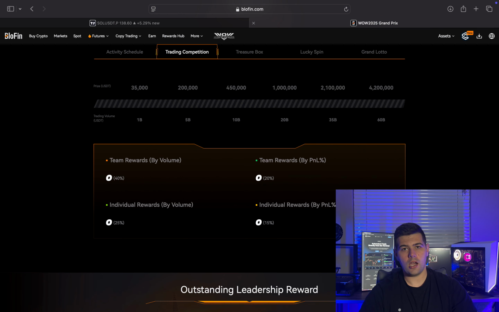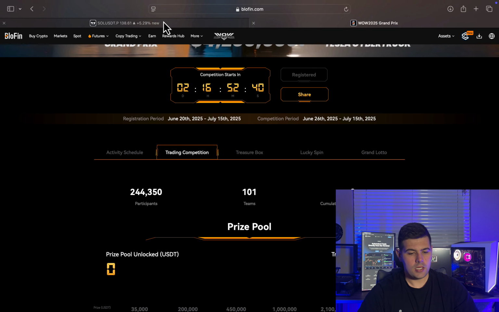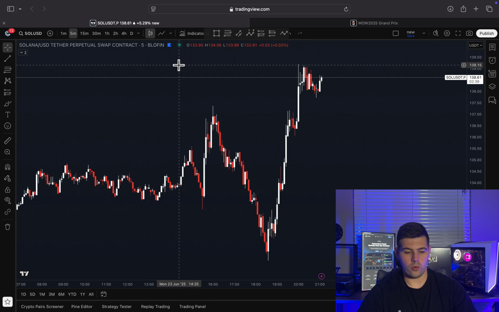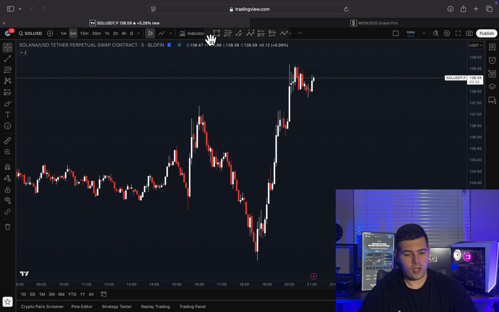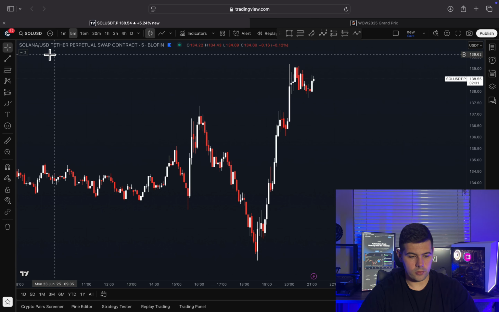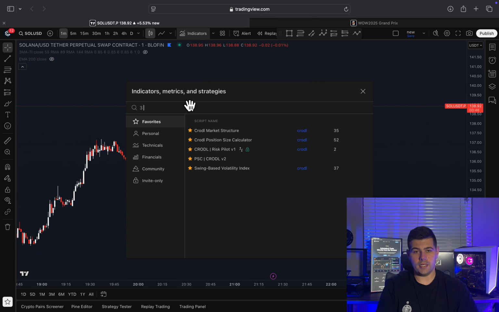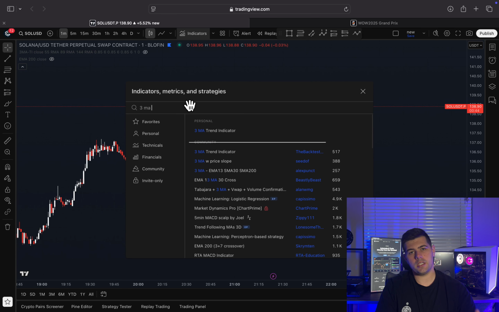So now let's go over the strategy that I'll be using. We need to use TradingView for that. The first thing we need to look at is what indicators I'll be using, and you can find them completely free on TradingView. For the strategy, we really only need one indicator, and if you search 3MA trend indicator, it's going to be this one from the backtest.